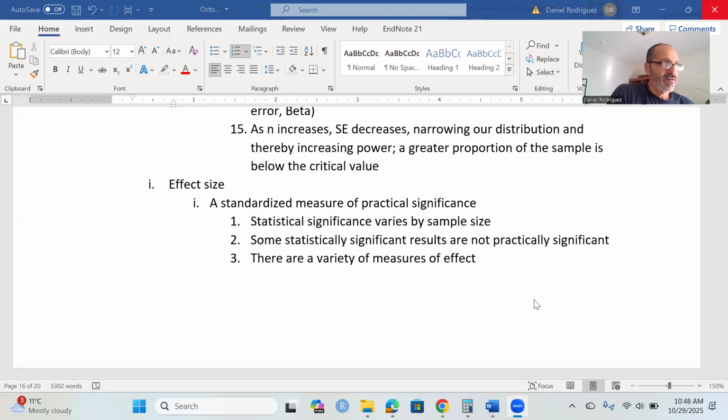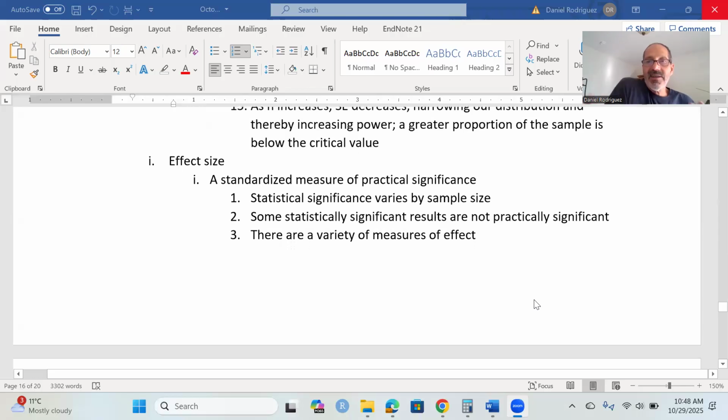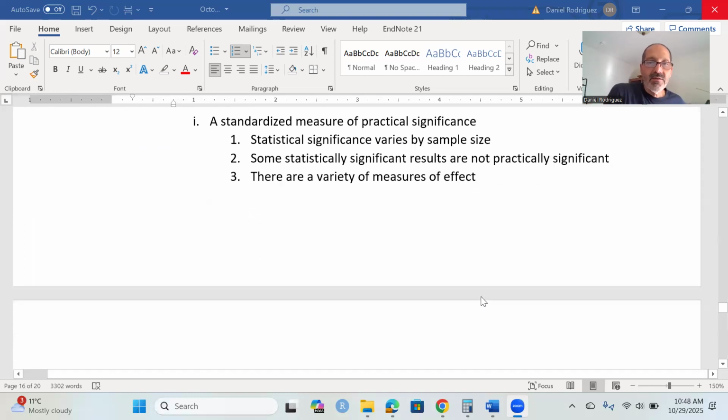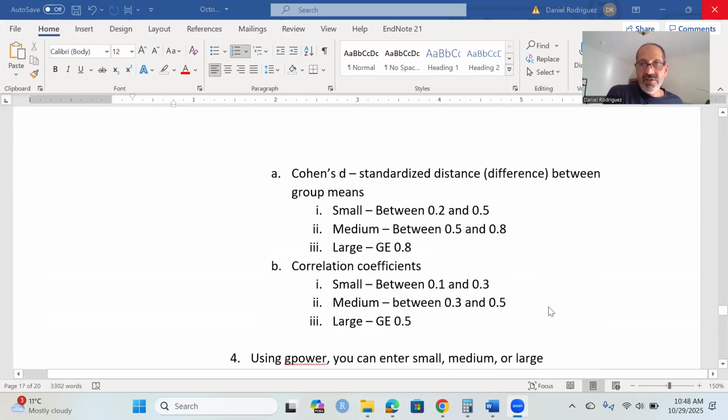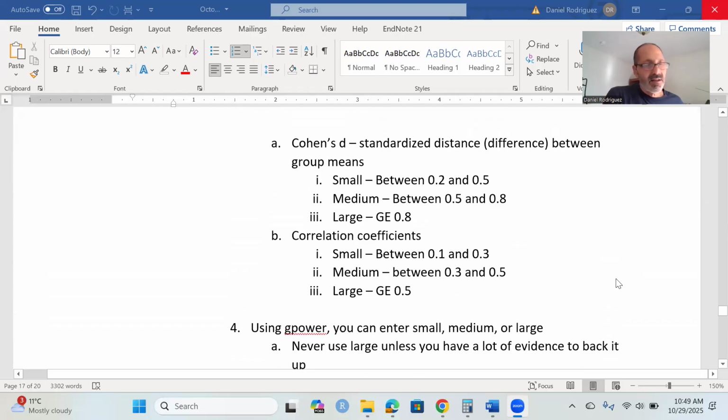If you have a large sample size, basically even a minor difference can become significant, but that doesn't mean it's practically significant. So we ask clinicians, what's a practical level of significance? What's a significant change, a significant difference? We try to standardize those because statisticians are always trying to standardize something, right? There are so many different types of effect sizes depending on what statistic you're using.